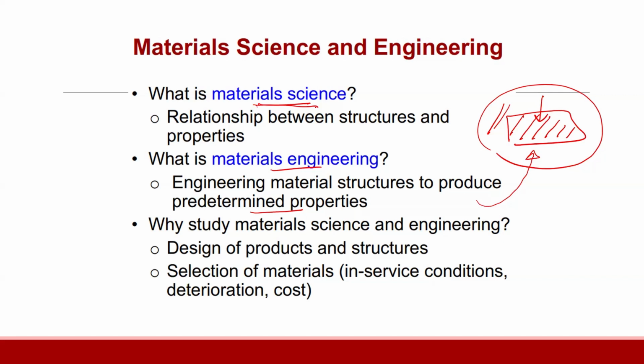We are starting with the materials. But in engineering, we start with the final product and we use the material to get the final properties of the final product. So why do we need to study both? We are going to study about the materials. Without understanding the materials, we won't be able to do this engineering part. So we are going to study materials and then we are going to learn how to select materials for different applications.